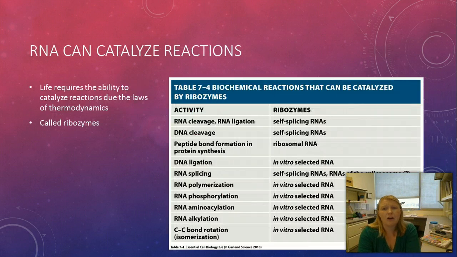So as I said, we know that RNA can catalyze reactions. We just saw that happen. And we know that with the laws of thermodynamics, life has to have the ability to catalyze reactions, because the reactions that we need are not always going to occur in a negative delta G environment. So it's really important to understand that. And if we look at our macromolecules, we only have two that have the ability to be catalytic: nucleic acids and proteins.